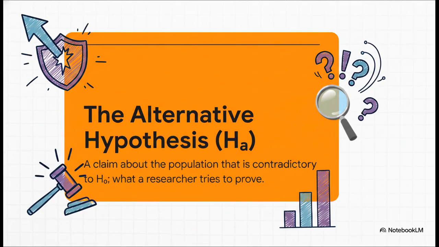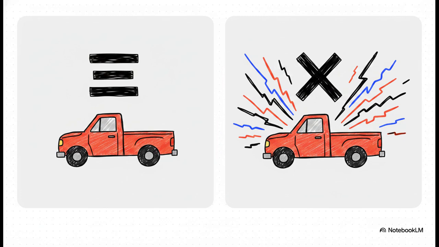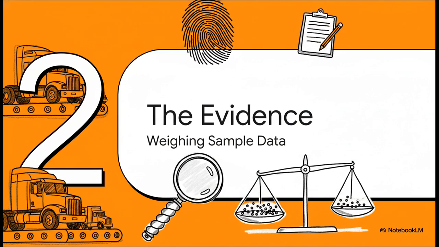And then, arguing against the null, you have the alternative hypothesis, or HA. This is the exciting new claim. This is what the researcher is actually hoping to prove. So if the null is the defendant, the alternative is the prosecutor's case. It's the argument that says, hey, the status quo is wrong. There is something going on here. And here's the most important part. These two have to be polar opposites. They can't overlap. So let's go back to that truck. The null hypothesis, the status quo, would be the truck's average mileage is exactly 35 miles per gallon. And the alternative? It's simply that the average is not 35 mpg. See? Complete opposites.